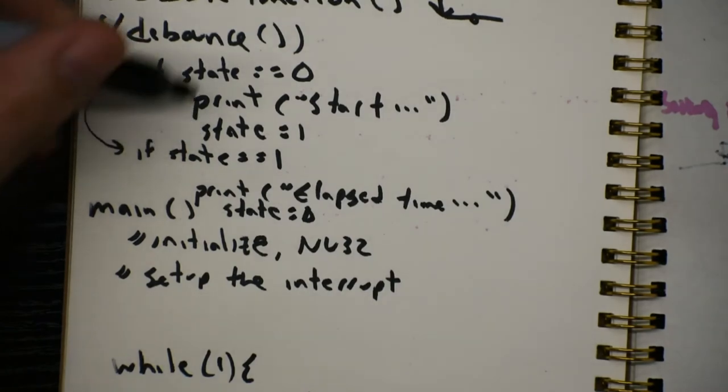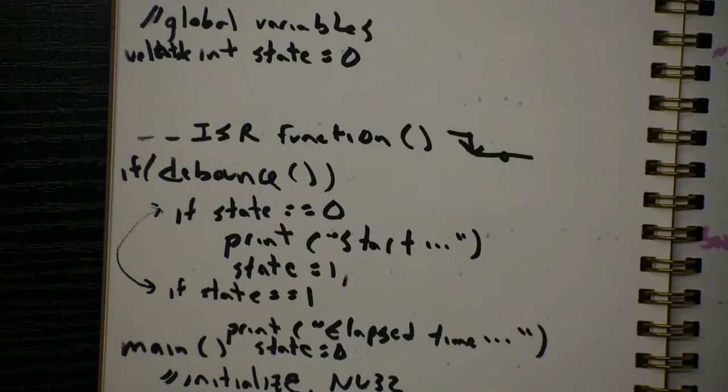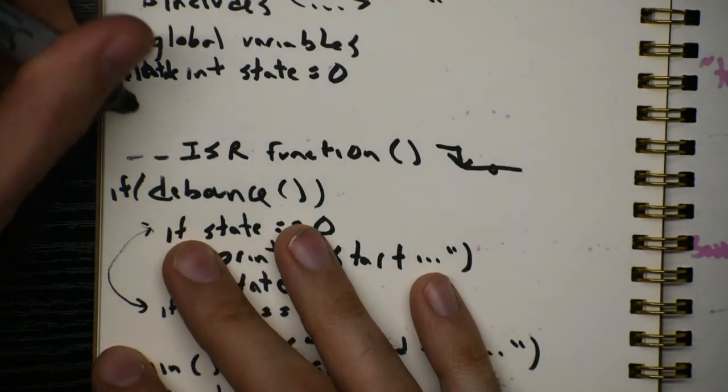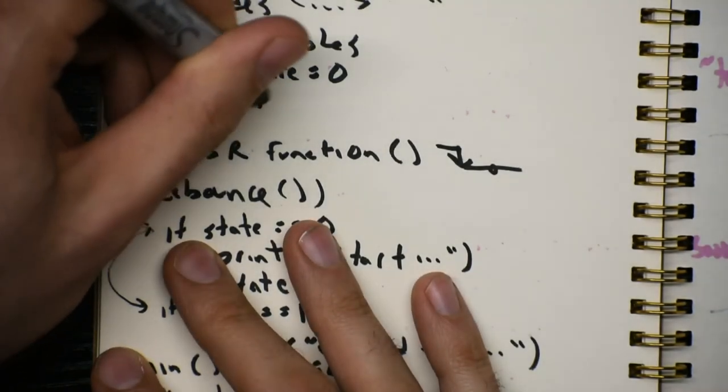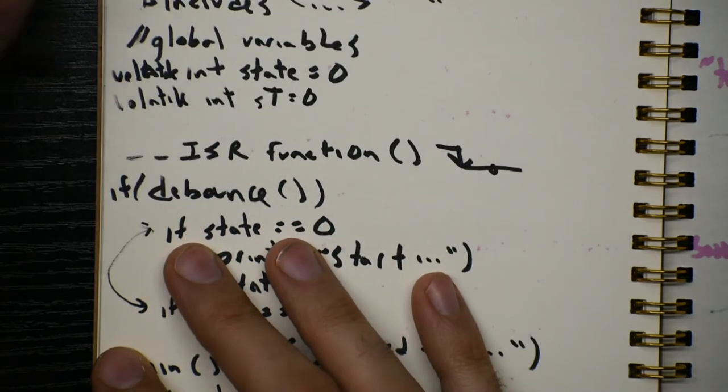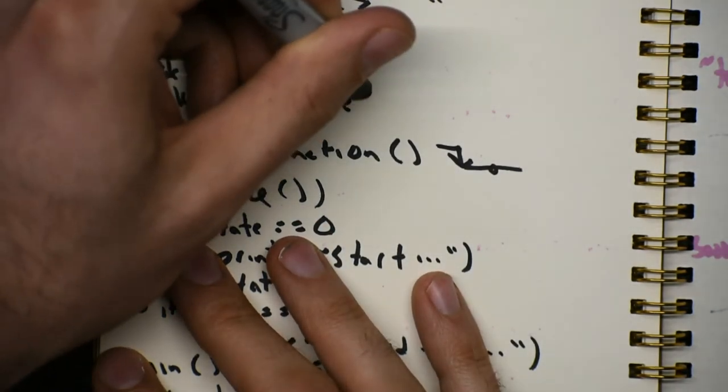We'll set the state to 1. We need to remember what time it is, so I will make a variable. Volatile int, I'm going to call it start time. And I'll make another one called end time, ET and ST.